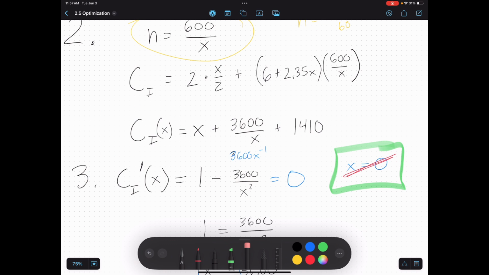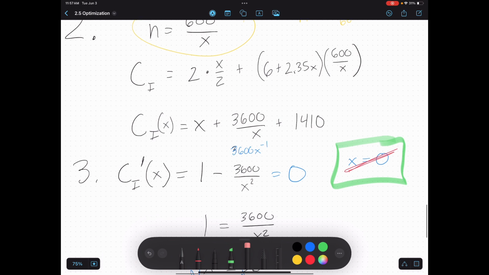Why am I ignoring this case? Well, what does x represent again? X represents the amount of calculators I'm going to order. Does it make sense for the company to order 0 calculators each time? Absolutely not, because then the number of times you reorder ends up being an infinite number of times, and we run into all sorts of problems. So we can ignore that answer, and we can keep going.